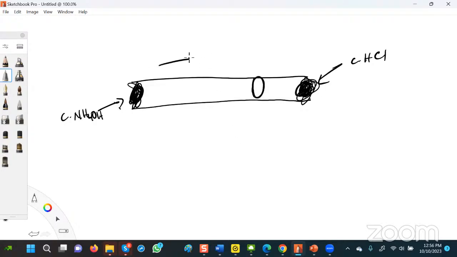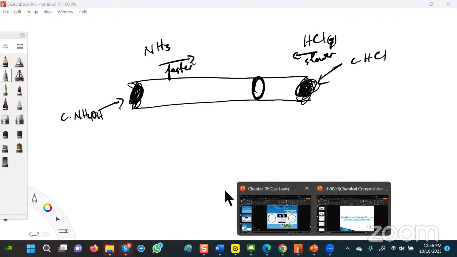The ammonia is traveling down the tube at a faster rate, while the hydrogen chloride is traveling in the other direction at a slow rate. So by the time they come into contact at some point, which will be closer to the cotton soaked with hydrochloric acid, all right? Again, that basically shows you that the ammonia travels faster compared to the hydrogen chloride, and that's because ammonia has a lower molar mass compared to the hydrogen chloride. All right, okay, so that's as far as that is concerned.